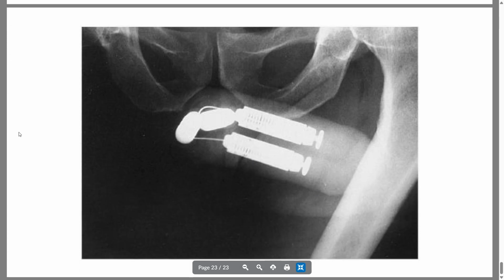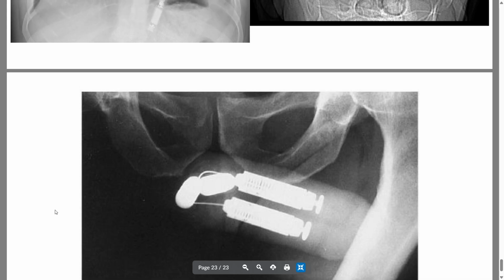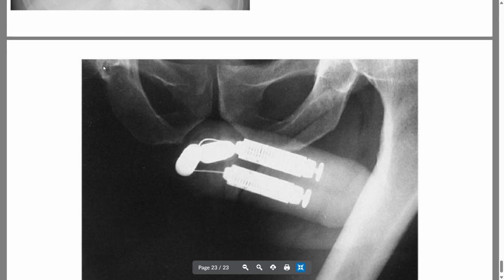Something you might see in older patients, but is pretty uncommon, I would say. Some patients with erectile dysfunction will have these devices implanted, or sometimes external, to help them deal with that. So if you see this inferior to a pelvis x-ray, or sometimes even on a hip or a femoral x-ray, you can know what that device is.